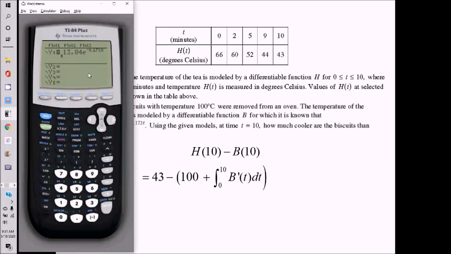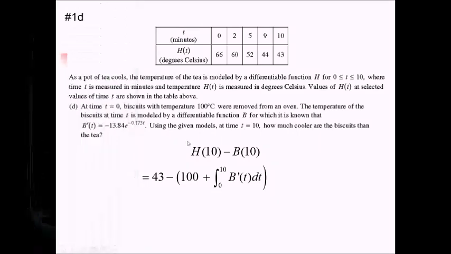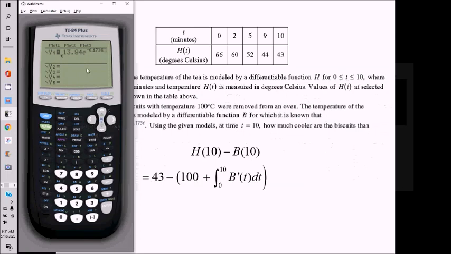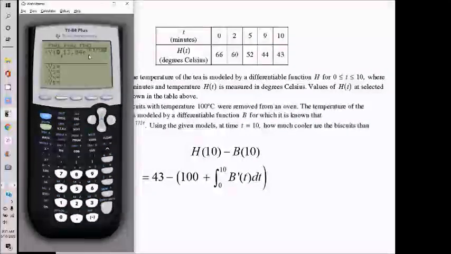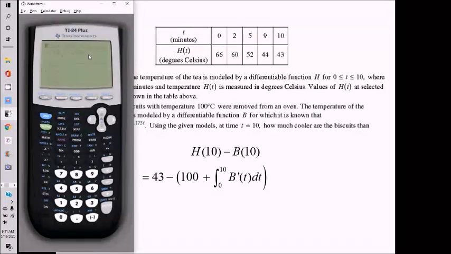To make things a little less bulky on the calculator, I'm taking my biscuit temperature change function and plugging that into y1 in my y equals. Now let me quit out of there. So I'm doing 43 minus, and now I'm going to open a parentheses. We've got 100 plus integral, so math 9, going from 0 to 10. Basically, I'm taking 100 and adding the total change in the temperature of the biscuits, which is hopefully a negative number. Hopefully these biscuits aren't getting hotter.